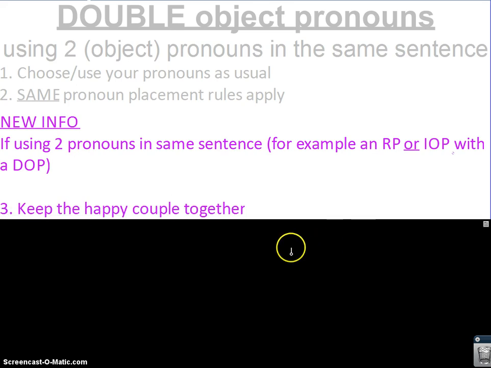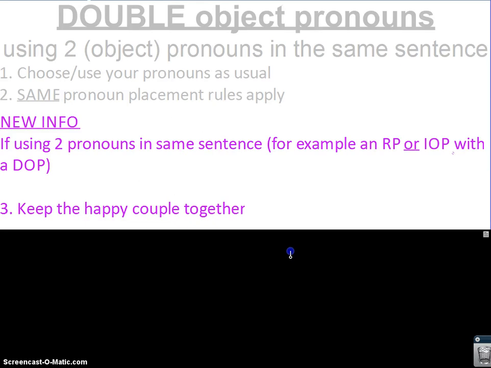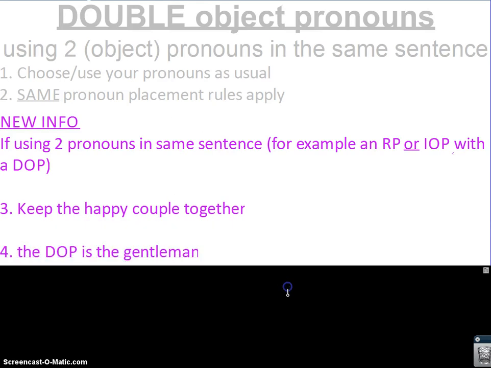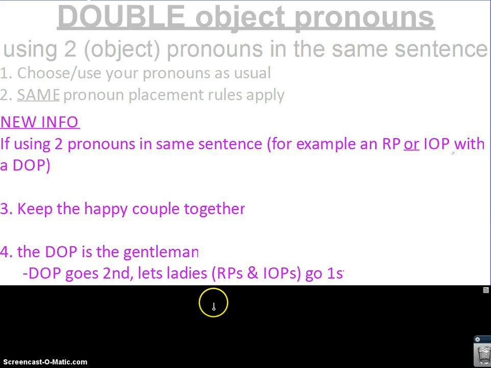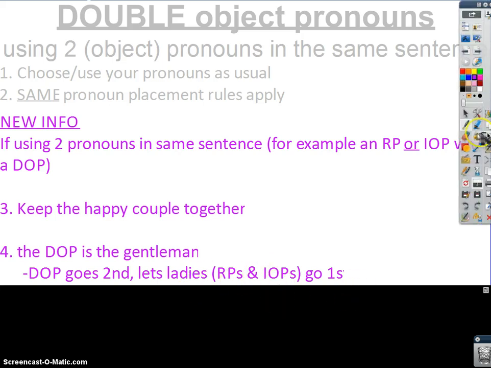Keep the happy couple together. You shouldn't have one pronoun in one place and another pronoun in another place if they both belong to the same verb. And the DOP is the gentleman. So that means the DOP always goes second. He lets the ladies, the reflexive pronouns and the indirect object pronouns, go first.